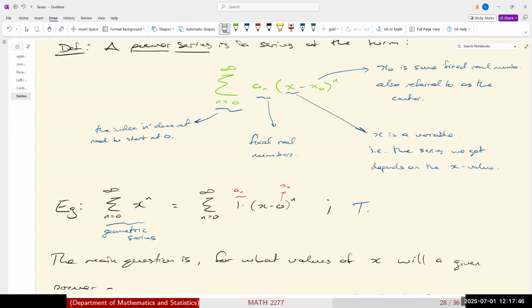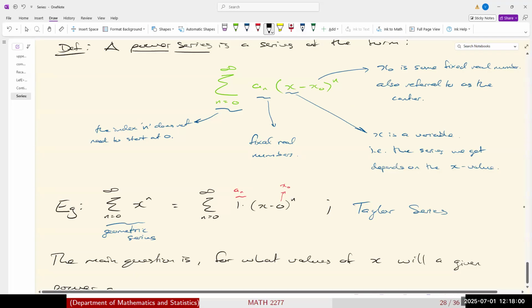Taylor series. Let me write that out. Not Taylor Swift, okay? That's Taylor series. So all of these are general examples of power series. A Taylor series is just a power series where the a_n are equal to the nth derivative of f at the center, all over n factorial. You don't need to know that for now.